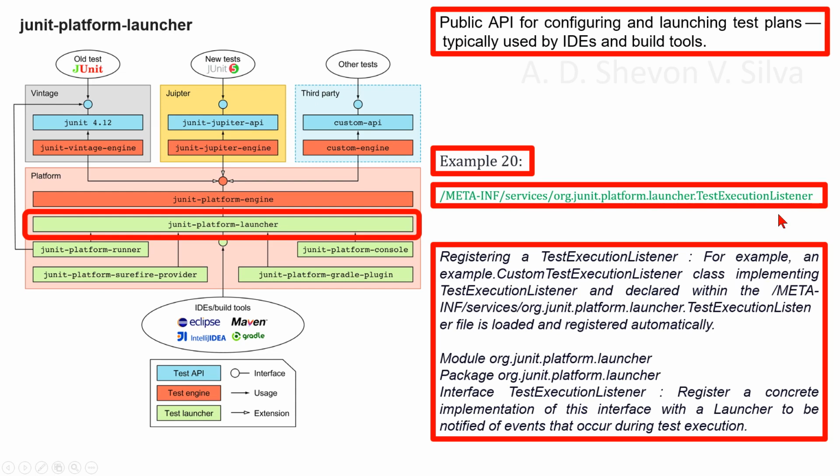The interface TestExecutionListener in package org.junit.platform.launcher in module org.junit.platform.launcher: register a concrete implementation of this interface with the launcher to be notified of events that occur during test execution. In addition to the public Launcher API method for registering test execution listeners programmatically, custom TestExecutionListener implementations will be discovered at runtime via the Java service loader mechanism and automatically registered with the Launcher created via the LauncherFactory.